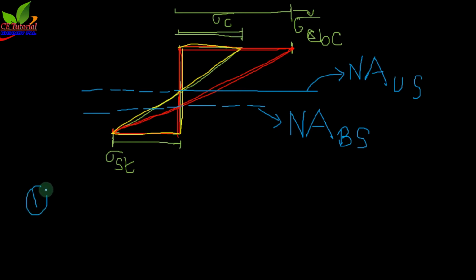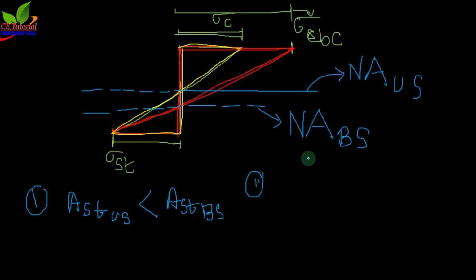Number one, AST for the under reinforced section is less than AST for the balanced section. Number two, we can say that stress in steel, sigma ST, for both cases is the same. Sigma ST for the under reinforced section equals sigma ST for the balance section also. This is the sigma ST value, and for both cases the sigma ST value is the same.